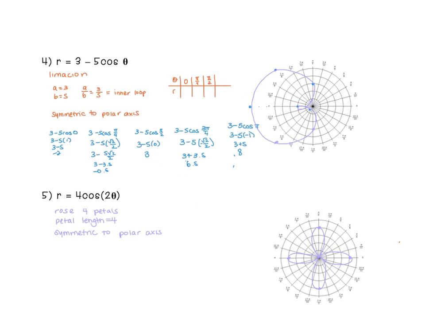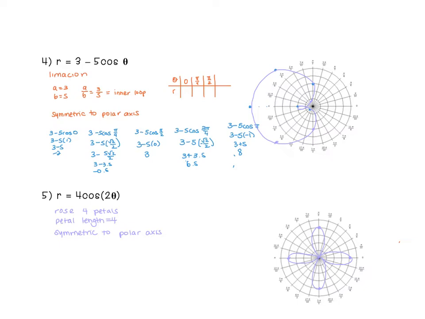Number 4, r equals 3 minus 5 cosine theta. This is a limaçon. It's cosine, so it's symmetric to the polar axis. The a is 3, the b is 5. 3 over 5 is less than 1, so there was actually an inner loop this time. When I plugged in 0, I got -2. When I plugged in pi over 4, I got -0.5. When I plugged in pi over 2, I got 3. When I plugged in 3 pi over 4, I got 6.5. And when I plugged in pi, I got 8. No, sorry, 8, not 0.8.